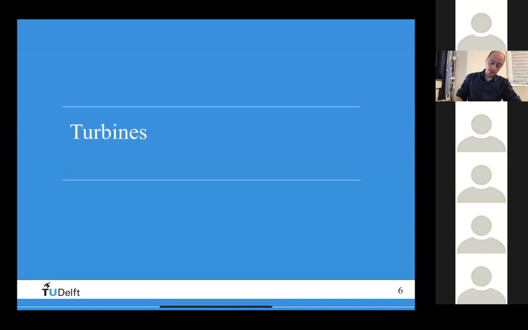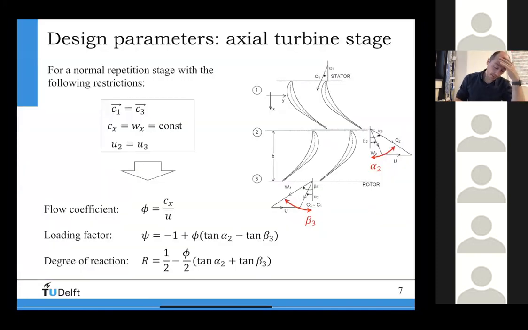And we use these design parameters, and then I use the Euler equation. I use simple trigonometric functions to come up with an equation which expresses the loading factor, which is this one here, and the degree of reaction simply as a function of two angles. And these are the angles that I have chosen to design that stage, right? These are the angles that are independent of the mass flow, and also independent of the rotational speed.